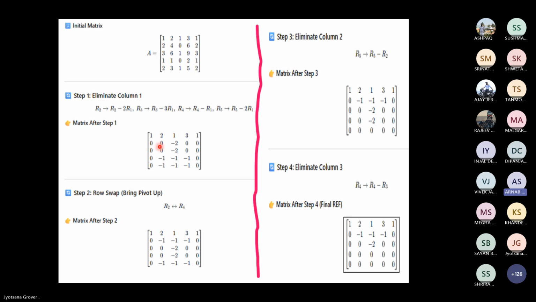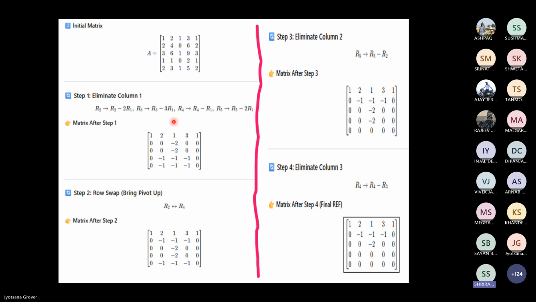So for R5, if someone asked, can we do R5 minus R2? Will we take the original R2, or the one which we just did, R2 minus 2R1, the last one? You're talking about step 1. In the first step we already converted R2. So that was my question. In the next step, this will be followed, not the previous. Now you have to perform operations on this.